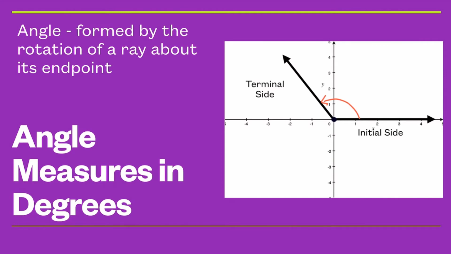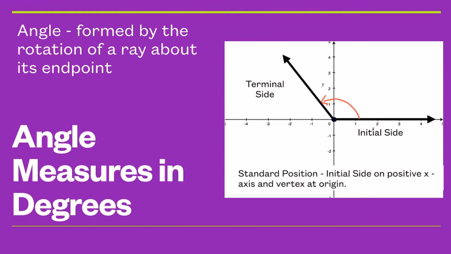Next, we want to talk about standard position. What does it mean if an angle is in standard position? You can see by the definition: an angle is in standard position when the initial side is on the positive x-axis and the vertex is at the origin. So this would be considered an angle in standard position. The quadrant where the angle lives is determined by the terminal side. Wherever the terminal side stops, that's where the angle lives. We'll go to the next slide.